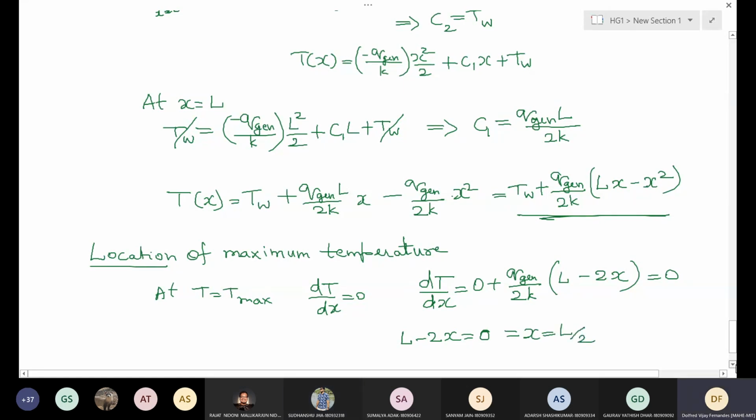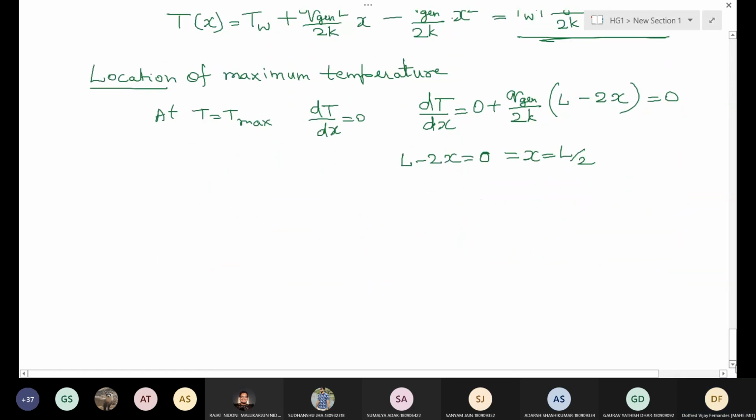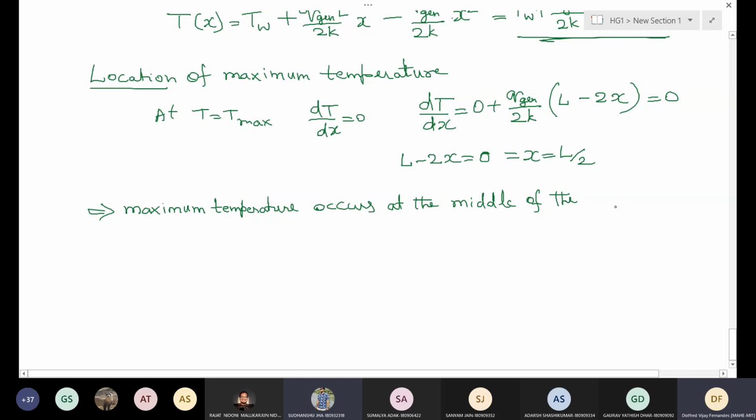Okay, at the middle of the wall, we have the maximum temperature. It occurs at the middle or center of the wall. Sudhanshu, any question?